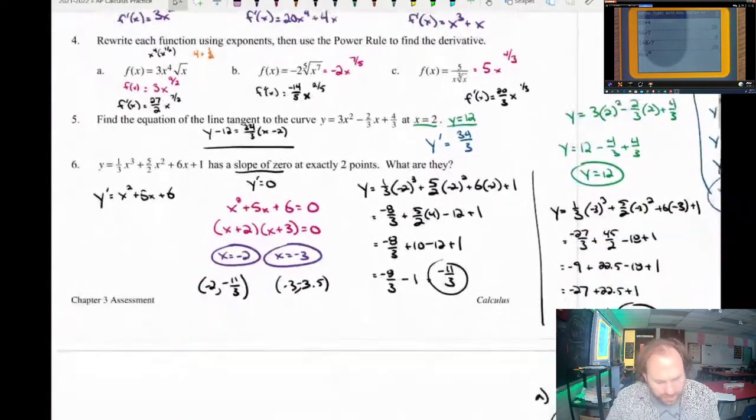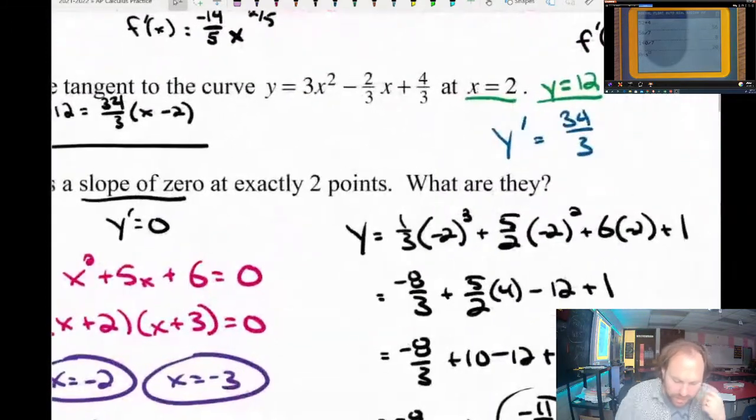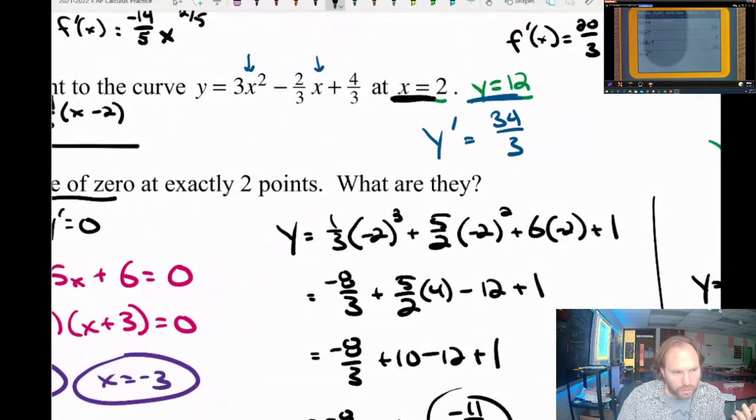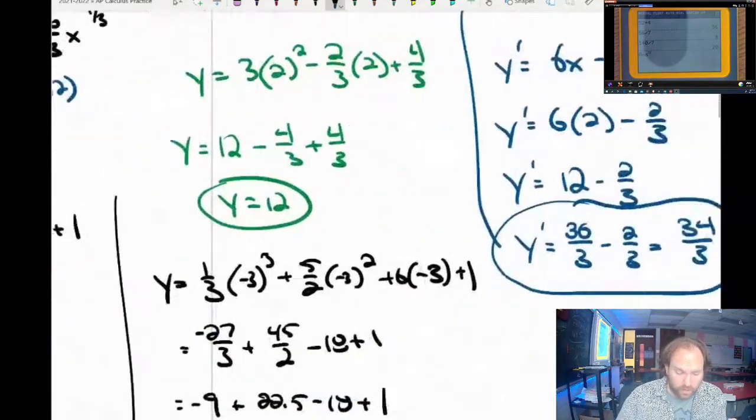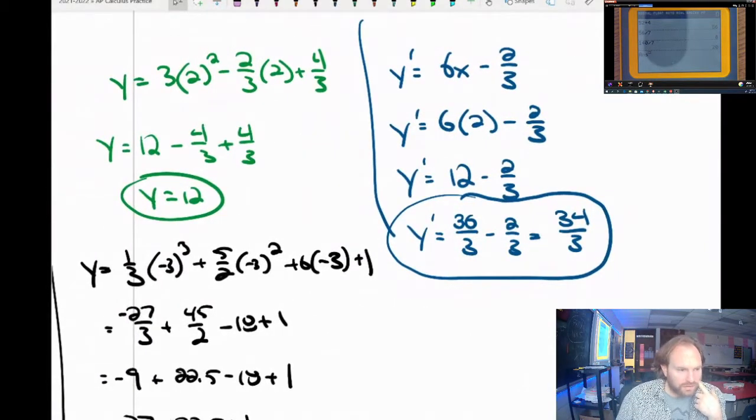For question 5, this is a simpler version of what we did on the big story problem yesterday and a little bit today. Again, what you're going to need to do first is plug into the original function, because you need to know what y is when x is 2. Looks like it's 12. So the point (2, 12) is where we're going to find the tangent line. Next, you need to find out what y prime of 2 is. So first you have to find y prime, which I did over here. There's your original function in green. Y prime is in blue.